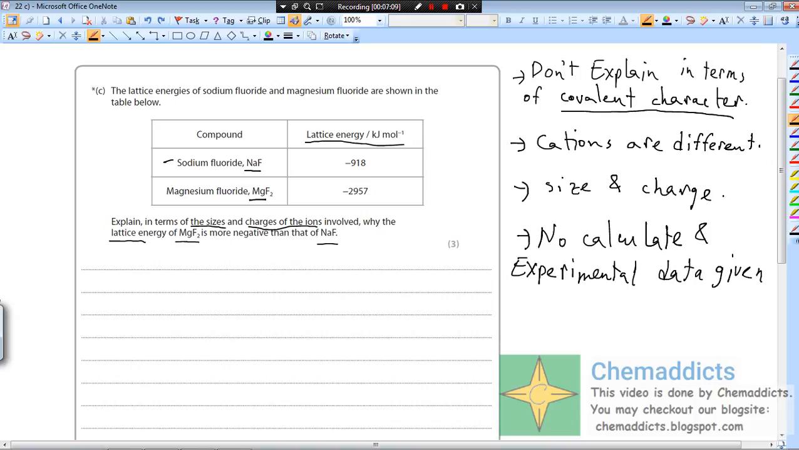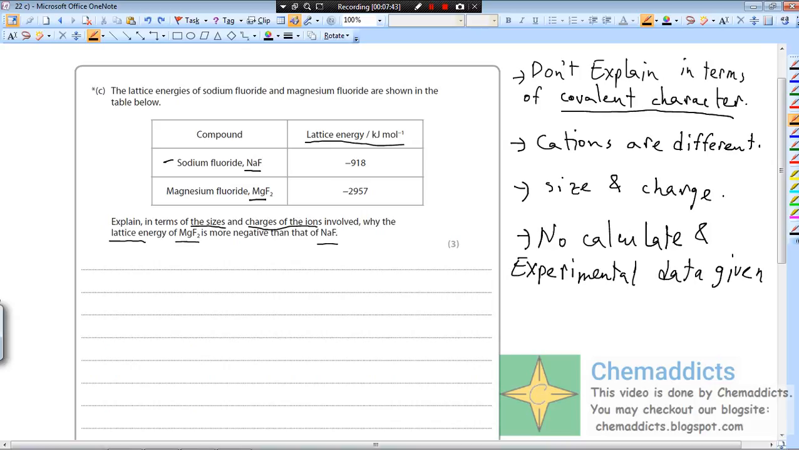So I hope that I have made the concept of covalent character clear. Now on, you fellows won't make the same mistake that other students usually make. That is why we need to explain in terms of the sizes and charges of ions, not the covalent character. So, okay, now let us write the answer for this question.